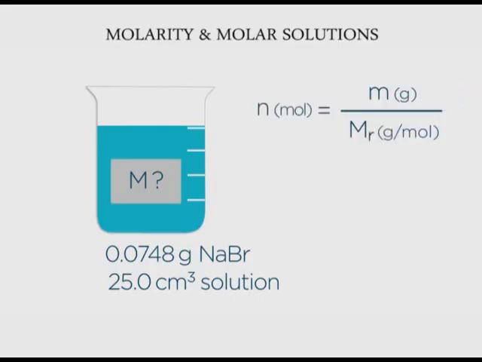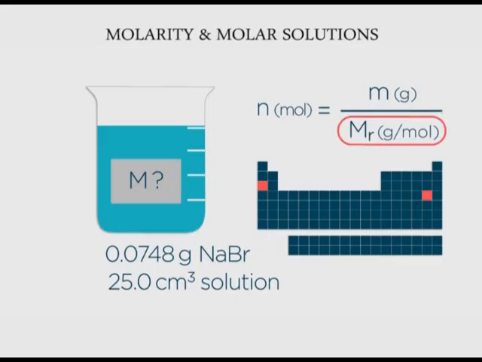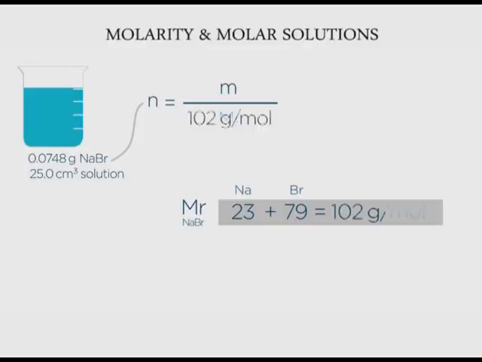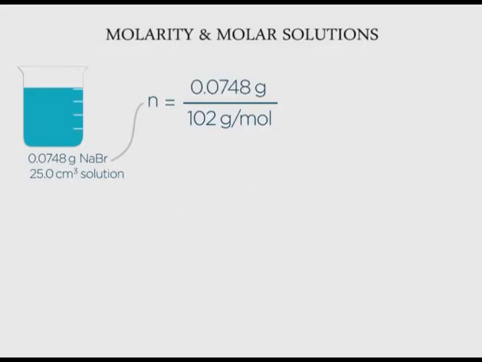We simply convert the mass into moles and we use the periodic table to find the molar mass of sodium bromide. Molar mass of sodium bromide is equal to 23 plus 79, giving us 102 grams per mole. Therefore, the number of moles will be equal to 0.0748 over 102. That gives us 7.33 times 10 raised to power negative 4.